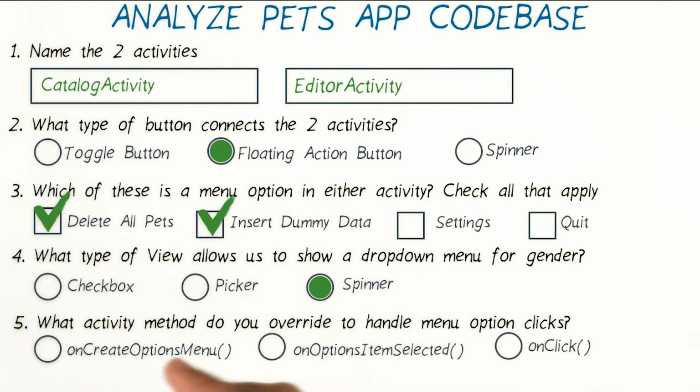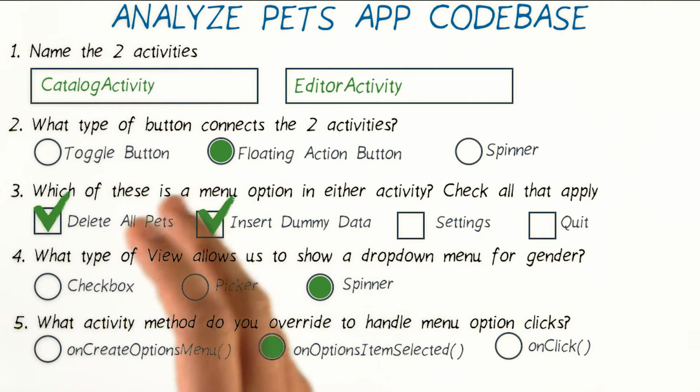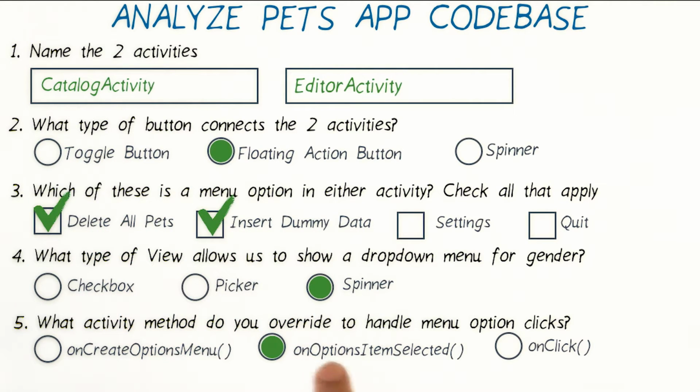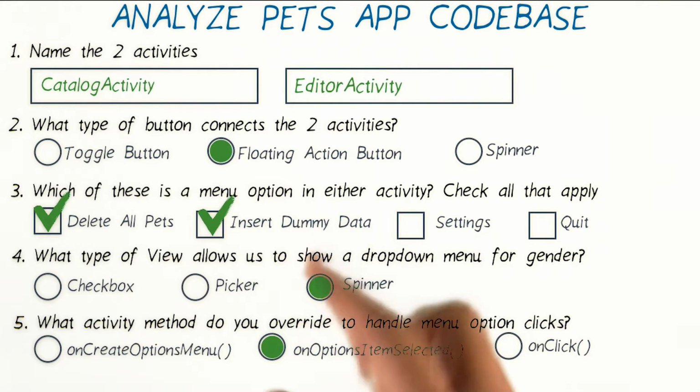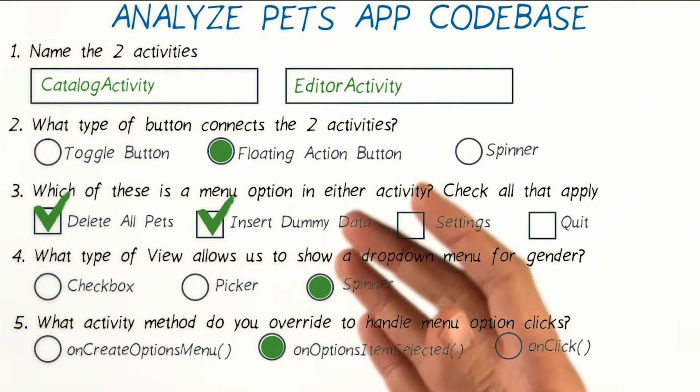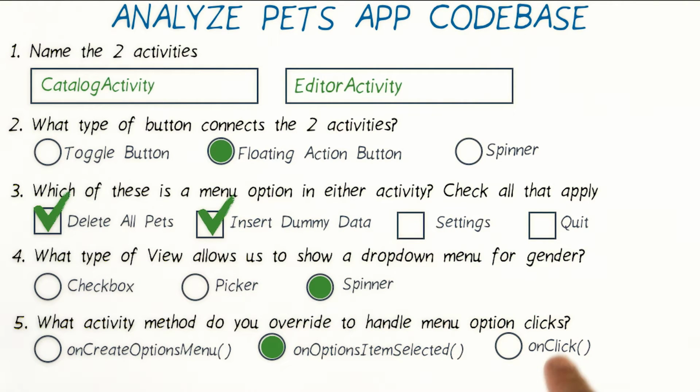And for the last question of what activity method did we need to override in order to handle the menu option clicks, well, that would have been the onOptionsItemSelected method. So the onCreateOptionsMenu method creates the options menu in the app bar, while this one specifically, the onOptionsItemSelected method, will help us set up what should happen when the user selects one of the options from the menu. So we don't need to use the onClick here because we have this method here specifically handling menu clicks.